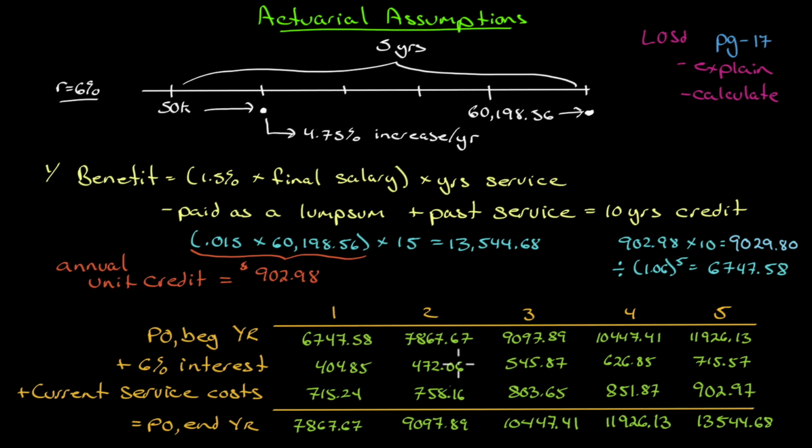So again, you just follow this through. We go through the same amounts. We get to 13,544.68, which is exactly what we got. So we can see that adding some past service has two hits. Number one, it increases the liability quite significantly. Number two, it introduces an incremental jump in the interest expense that we have to recognize each year.